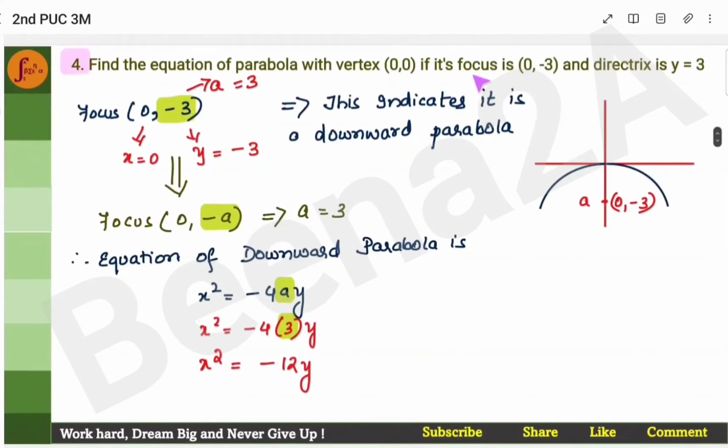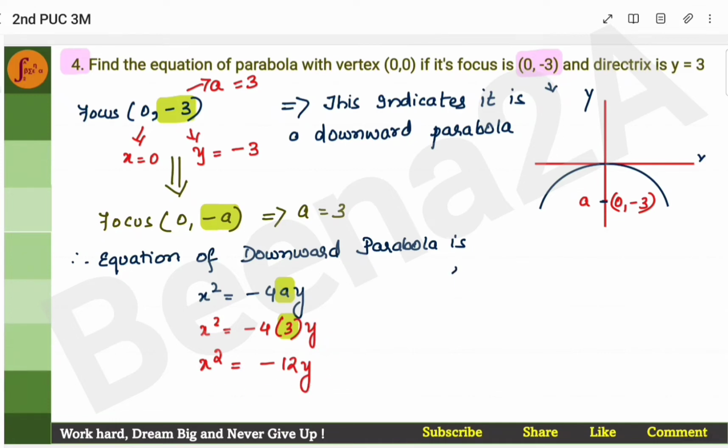Fourth problem. Here again the focus is given, the directrix is given, right? The only thing you'll have to find is which parabola it is. Here it is 0, minus 3. That means the y-coordinate is negative, right? Negative means here. The focus is here, 0, minus 3. So it's a downward parabola. Now you know the downward parabola equation is x square is equal to minus 4ay. A is given as 3. Substitute, you'll get the equation of the parabola.